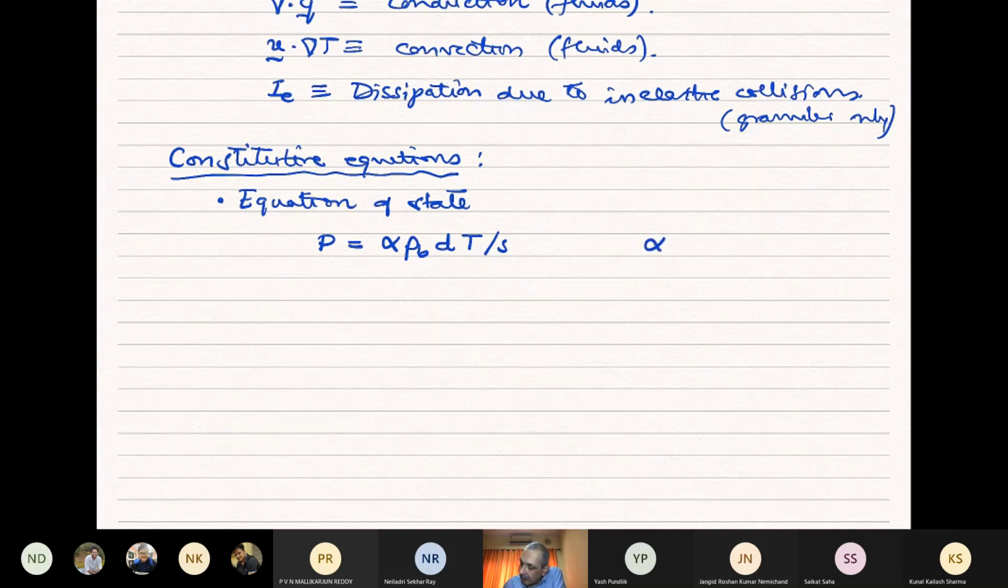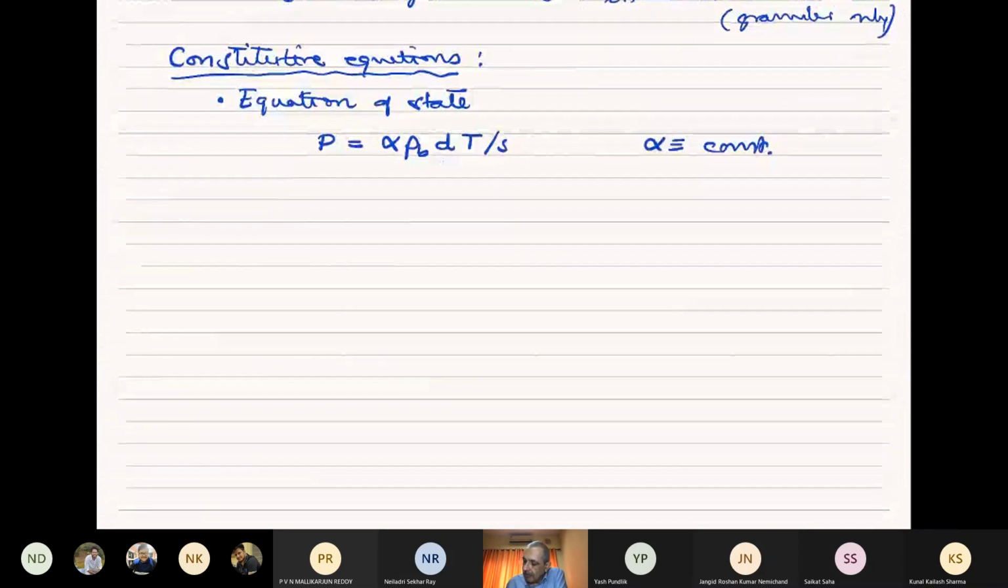And over here, this alpha is just a constant. D is the particle diameter, rho B is the bulk density, T is the temperature. So this is one constitutive model. This tells us how the pressure will change if you change the temperature. This is obtained through dimensional analysis, and what it says is pressure is directly proportional to the temperature. Then a very important second equation is the stress constitutive equation.